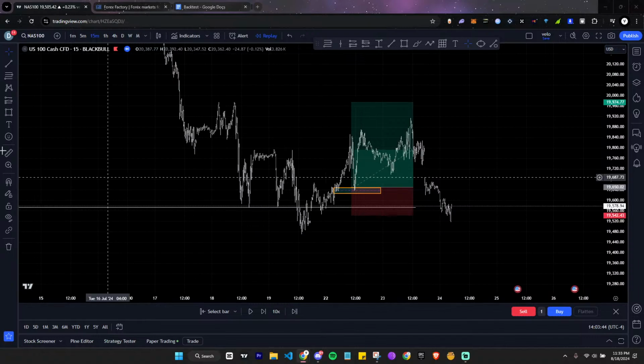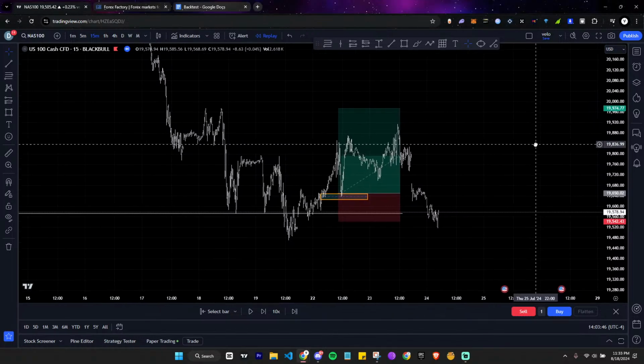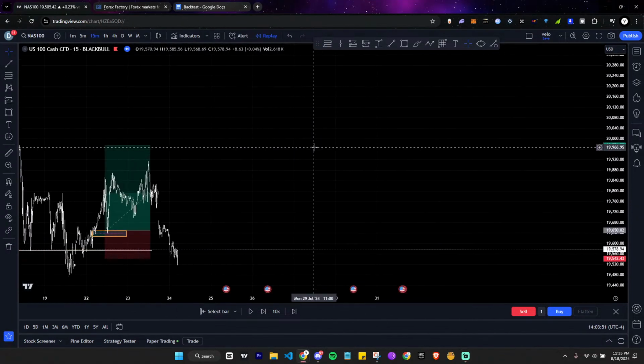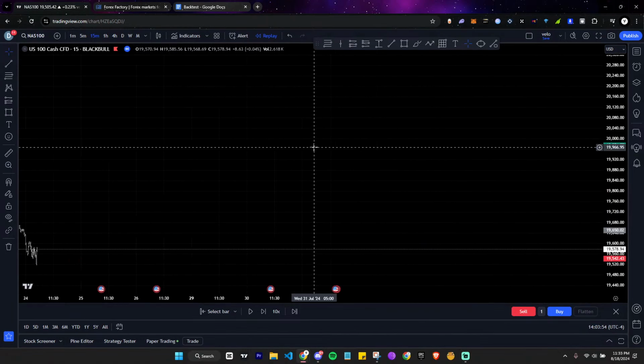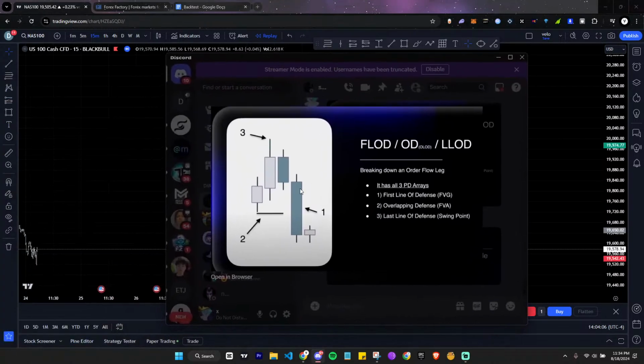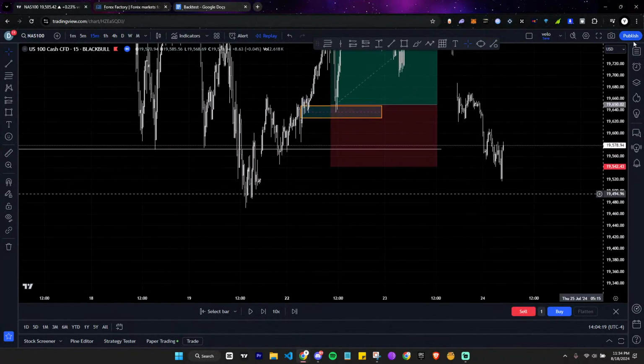Okay. So there's one thing that I do need to do, and that is basically learning this thing called order flow. Now order flow is basically when, let's say, there's three aspects, right? First line of defense, what was it? I keep forgetting which one, because there's a few things when it comes to order flow, right? And that's this right here. So you have a first line of defense, overlapping defense, and a last line of defense. Just in case, okay? This happens every single time in every swing.